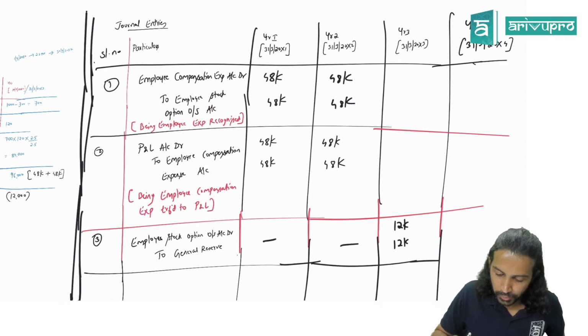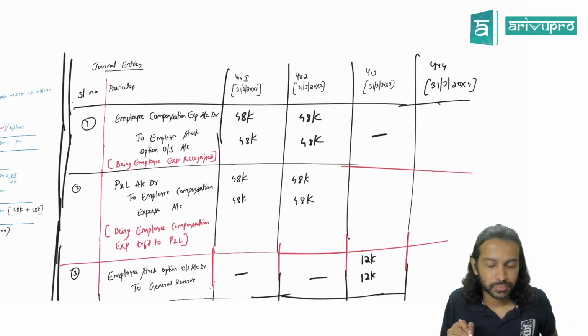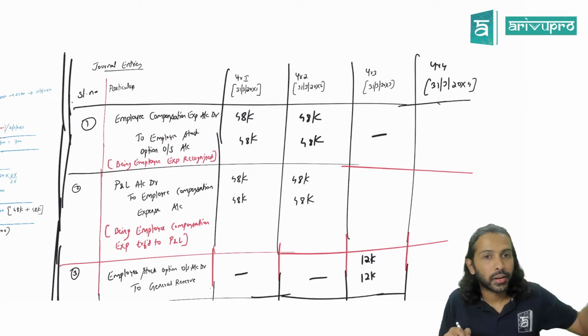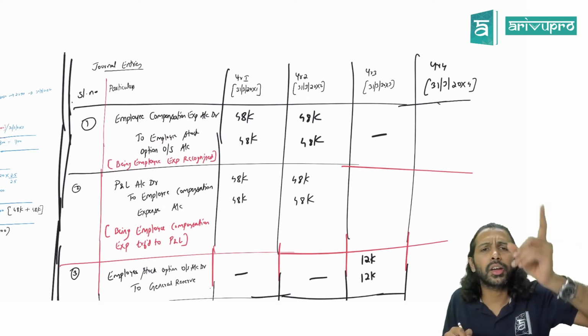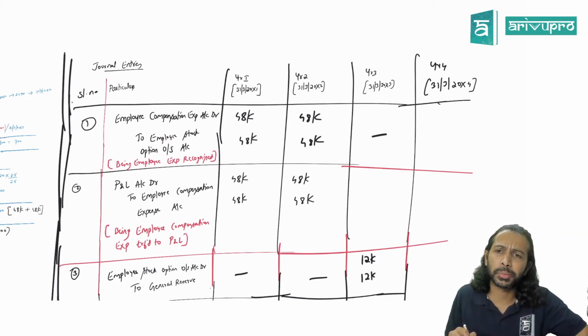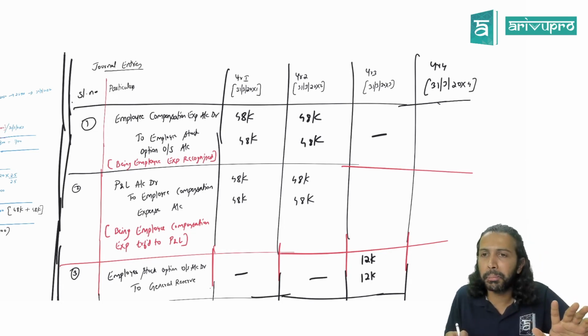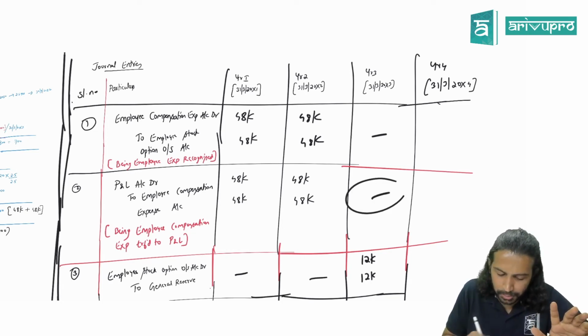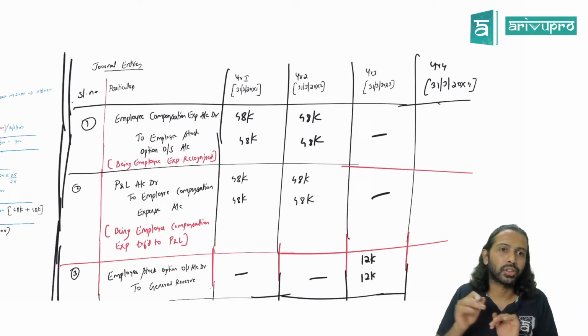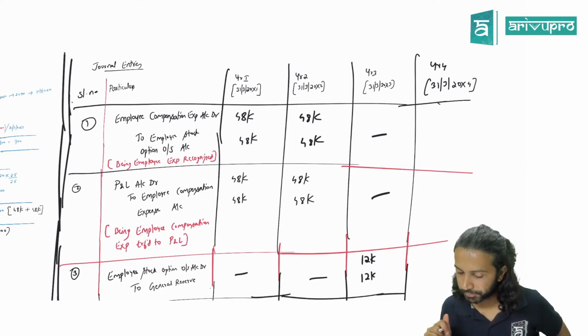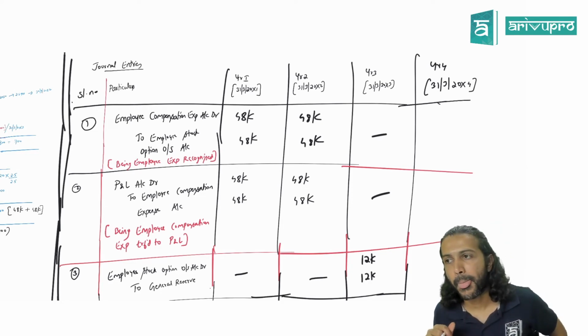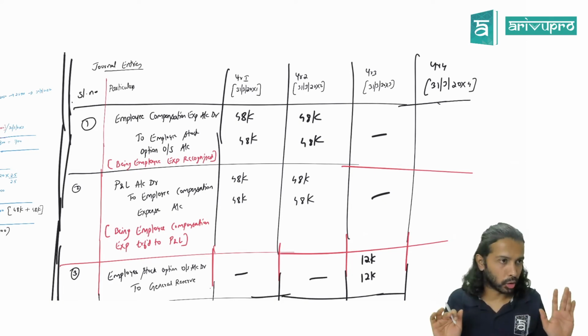Easy. Will this entry come in the third year, sir? Why? What is this entry for? Recognizing the expense. In the third year, are you recognizing the expense or are you reversing the expense? If this expense entry is not there, will this come? No. So those two entries are blank. Easy peasy. Third year over.